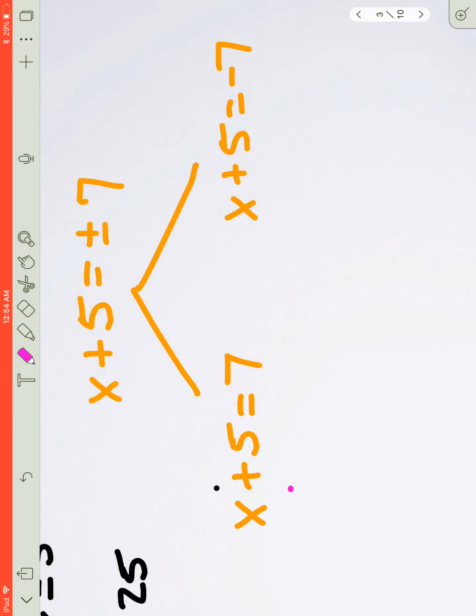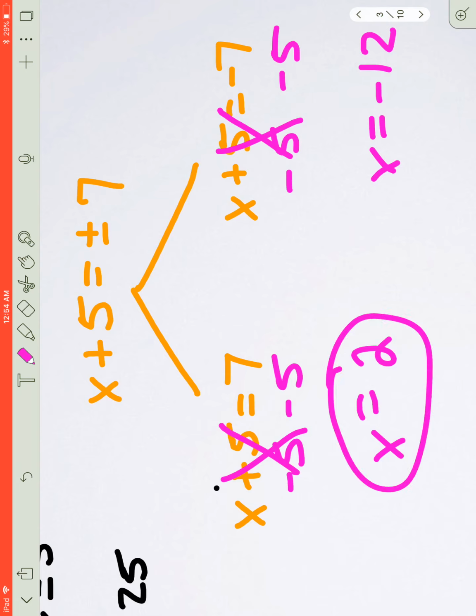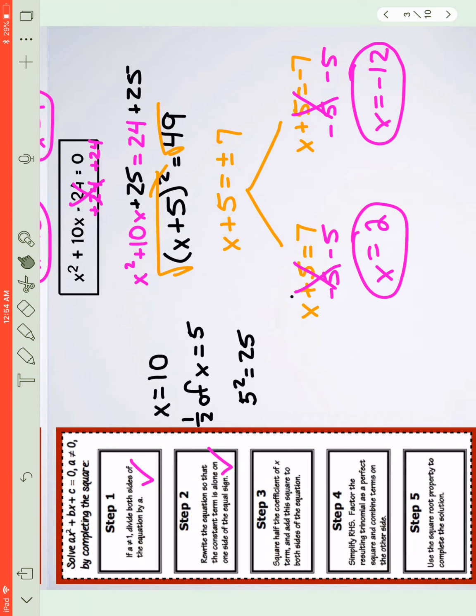I would subtract 5 from both sides on this. Subtract 5 from both sides on this. I'd be left with x equals a positive 2 and x equals a negative 12. And those would be my two solutions, my two roots for that. And that was example 2 of how to complete the square to solve a quadratic equation.